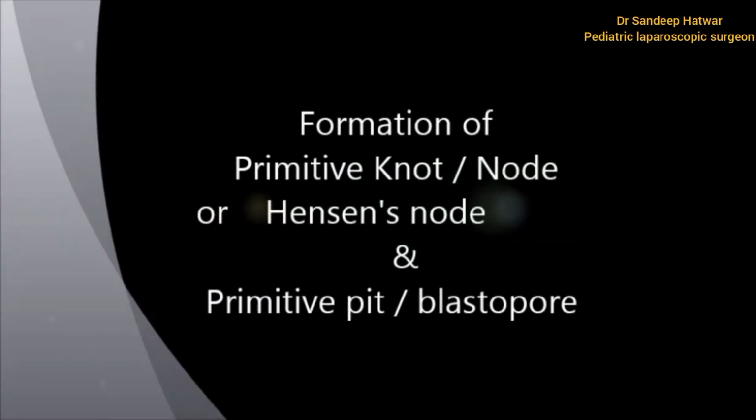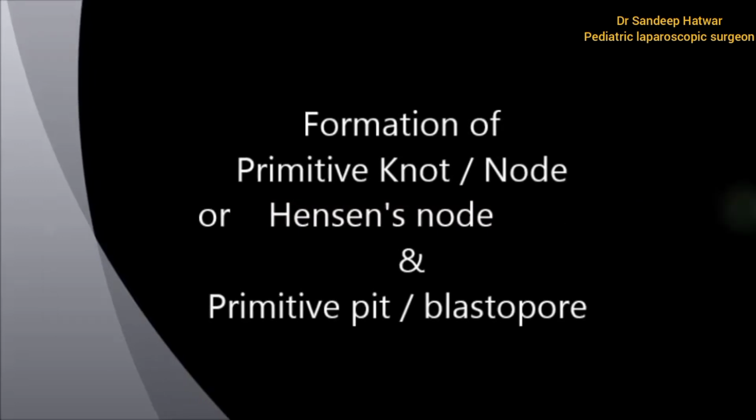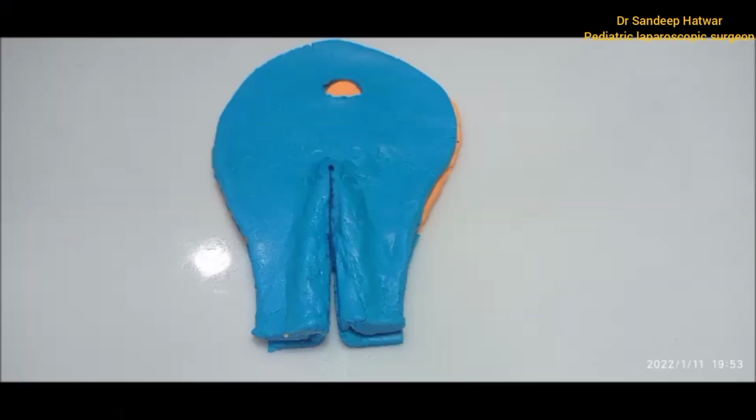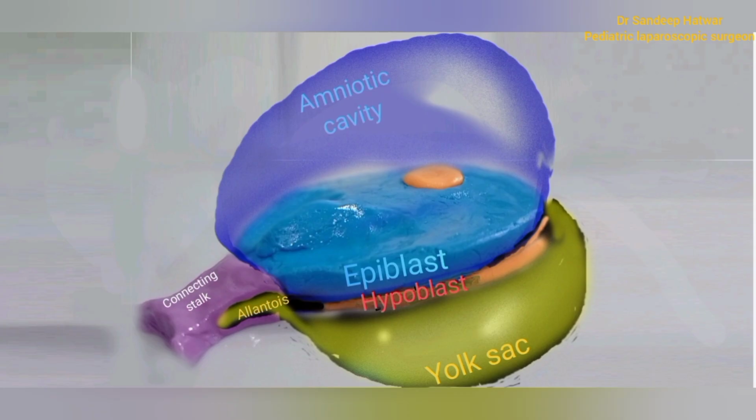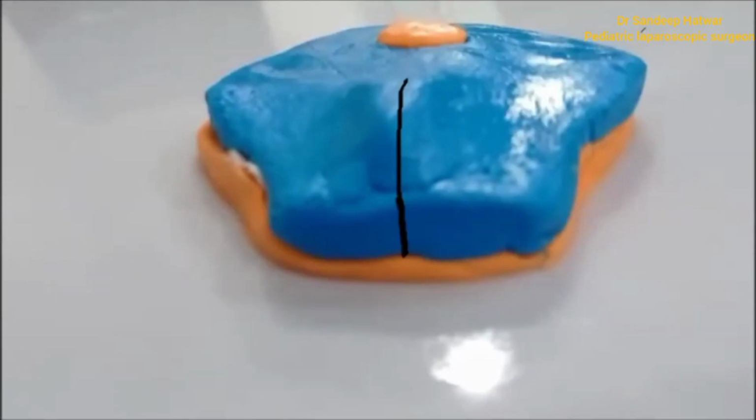Similarly, the primitive knot or Hensen's node is also formed. At the cranial end of the primitive streak, you see a circular arrangement of the cells with a central pit. That is the primitive knot with a blastopore. Now just to align it properly, it is like this. This is the exact structure.